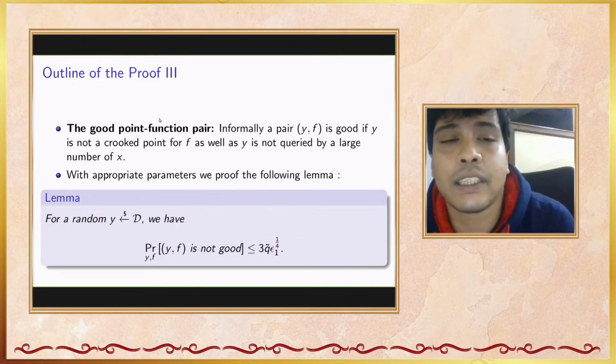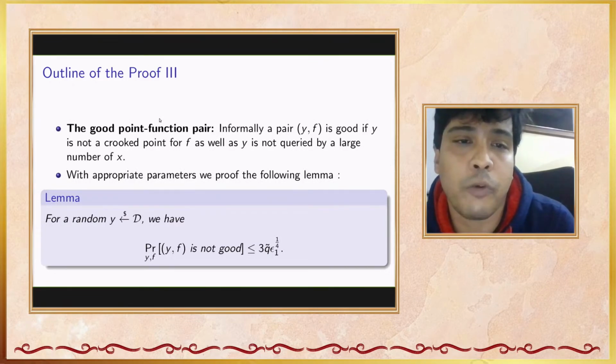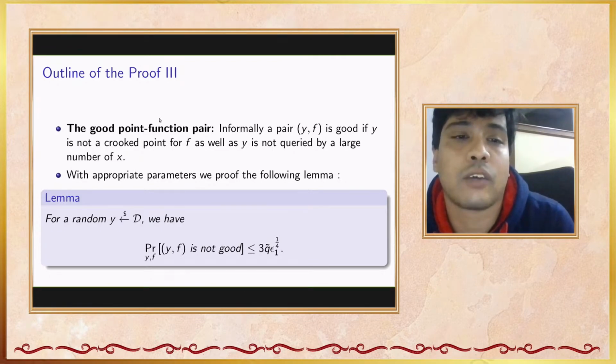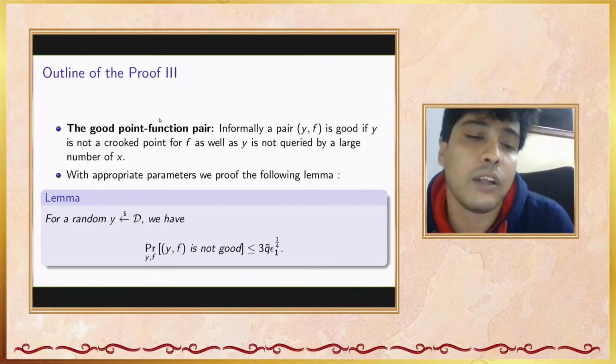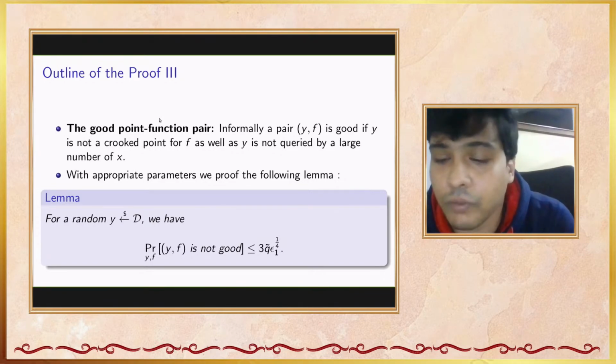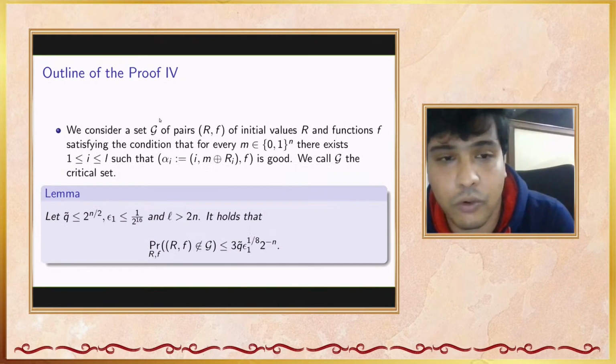We define something called a good point-function pair. Informally, a pair (Y, F) is good if Y is not a crooked point for F, and Y is not queried by a large number of X. With appropriate parameters, we are able to show that when we take the probability over Y and F, the probability that (Y, F) is not good is very small. It is of the order of epsilon to the power 1/4.